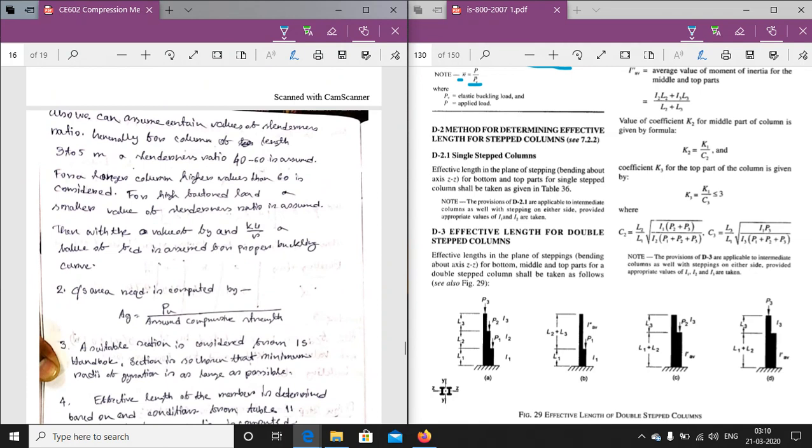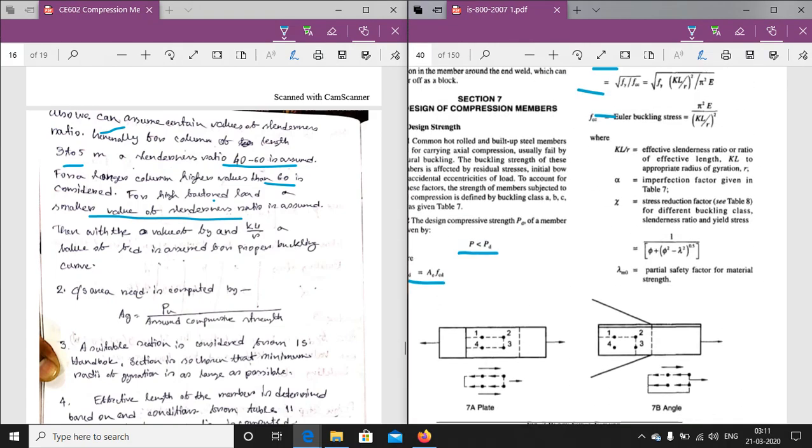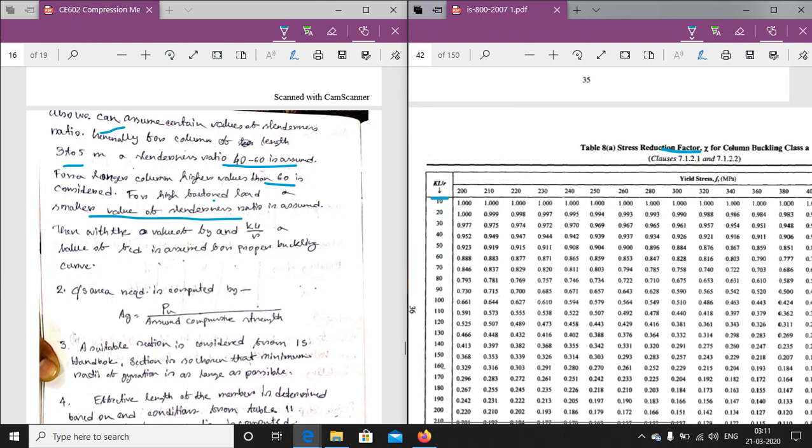In the second procedure, we can also assume a certain value of the slenderness ratio. For a column of 3 to 5 meter, a slenderness ratio of 40 to 60 is normally assumed. For a longer column, a higher value of 60 is assumed, and for a high factored load, a smaller value of slenderness ratio is assumed. So these are all assumptions, general basic thumb rules which we apply. They are not specified in the code. Depending on the thumb rules, we determine fcd.